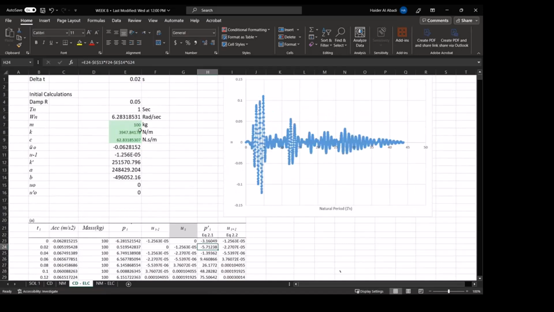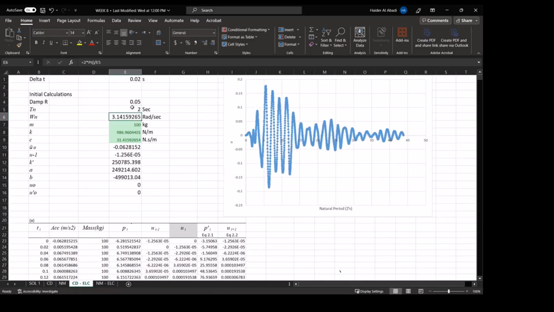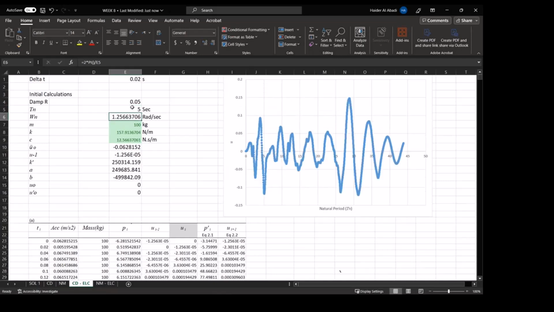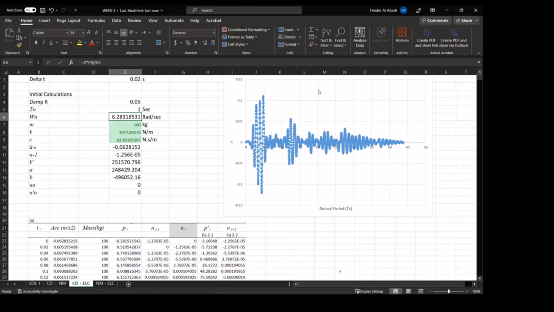So you can see here, this was for time period 1. And by the time I change this, let's say to 2, the result is going to change. Obviously, whenever I make the building more gentle, I'm making it 5, you can see how the response will be more shaky. You can see here it was 0.15. If I take it back to 1, it will be even less.